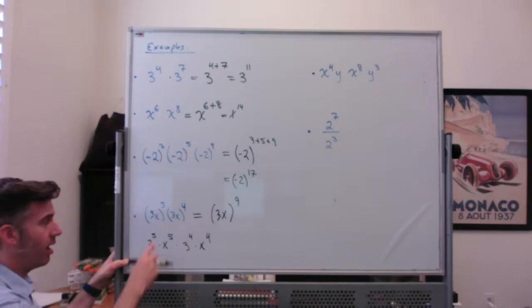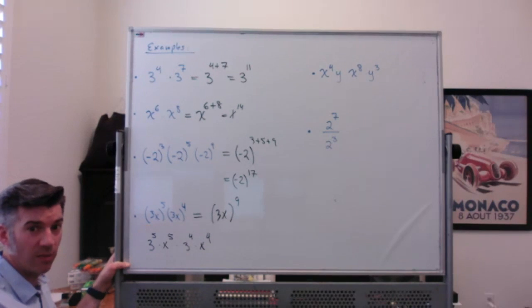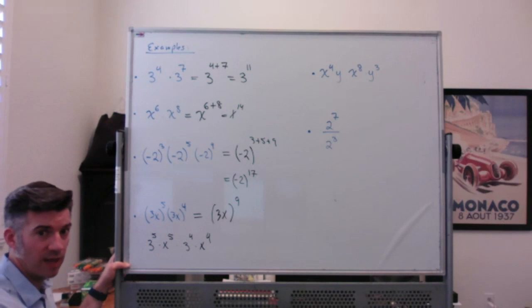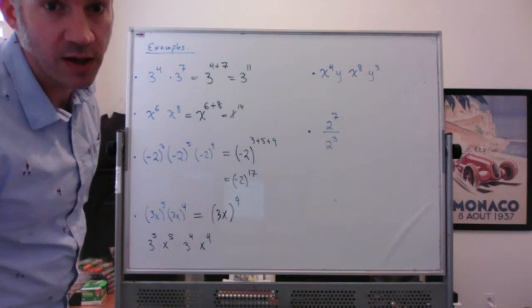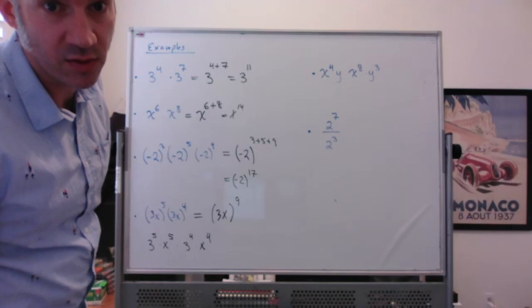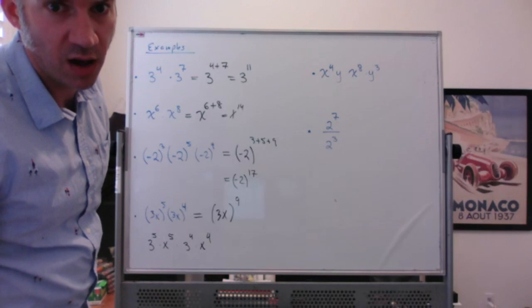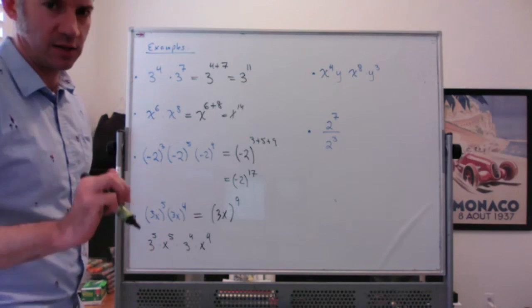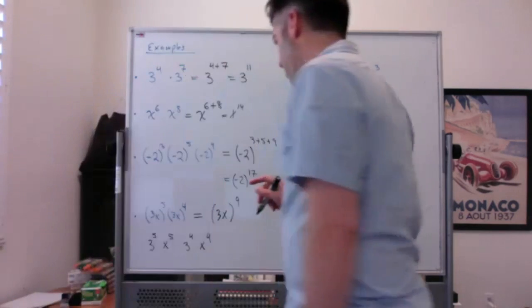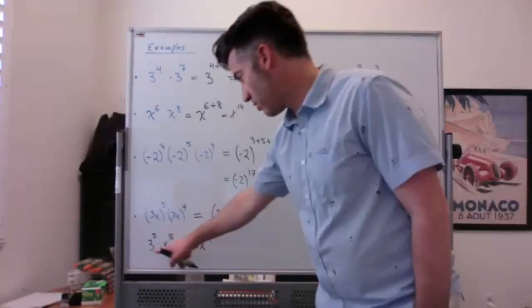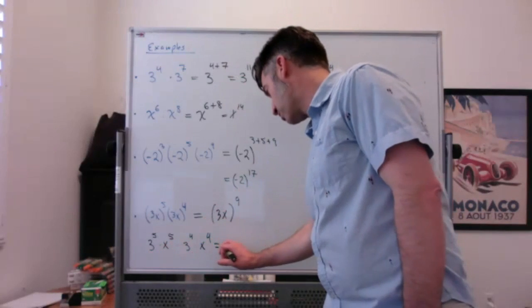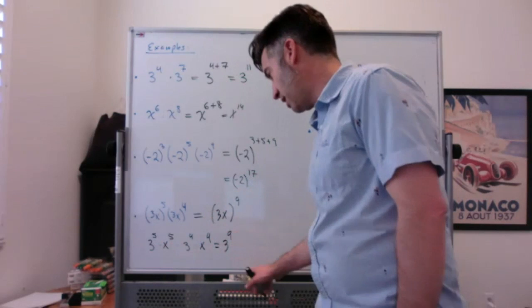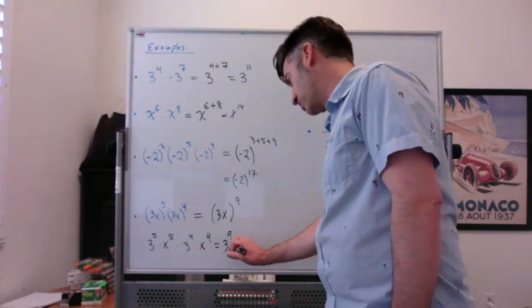When you have a product raised to a power, we can distribute that power. If there were only two negative 2's, it would become a positive 2. I'm not sure. We'll come back to that in a second, Jacob. So this would be 3 to the 5th times 3 to the 4th, which is 3 to the 9th, times x to the 5th times x to the 4th, which is x to the 9th.